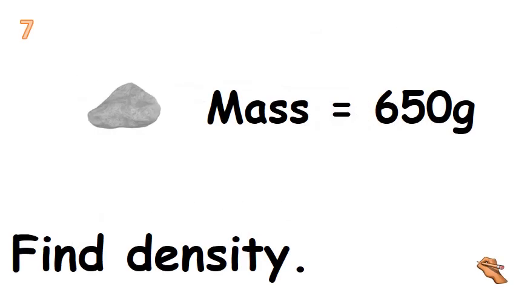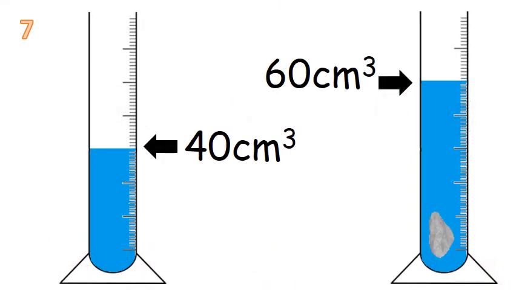And this is our last question, question 7. In question 7 we have to find the density of that stone. Okay, now we are given the mass of the stone is 650 grams. And also, since it is an irregular object, we have to use the measuring cylinder system.